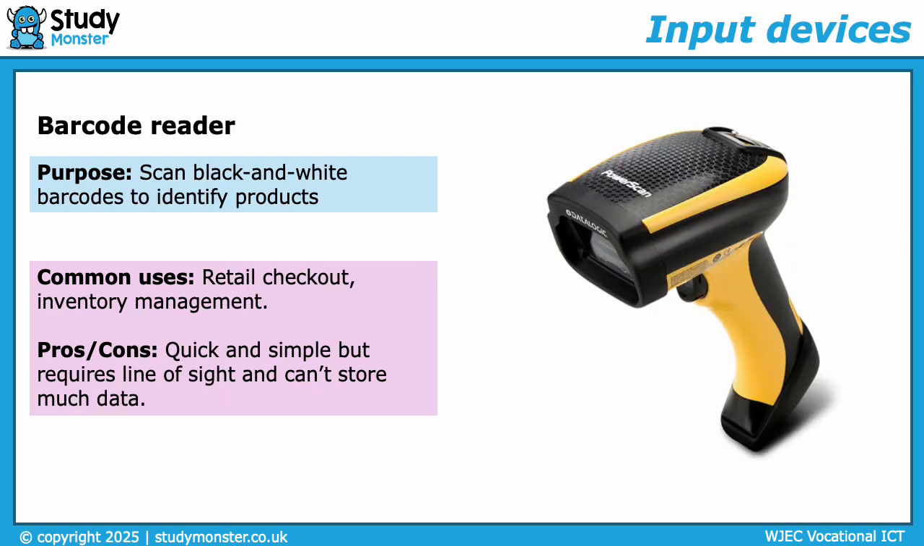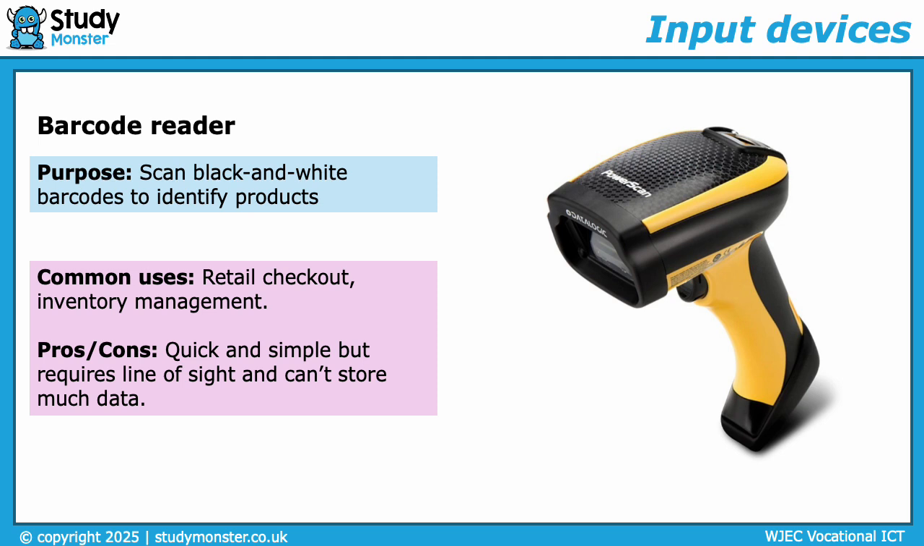So on to barcode. This is a very common one, a barcode reader. You'll have used this yourself if you've ever gone through self-service checkout in the shop. Some self-service checkouts have these hand scanners. You can also get flatbed scanners that you pass your barcode across. It scans black and white barcodes to identify products. Very, very simple. It's been around for a long time. Very effective. Usually used in retail at checkouts, or for inventory management if you're managing your stock to see how many products you've got in stock and whatnot.